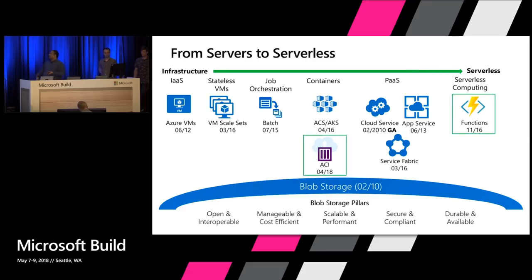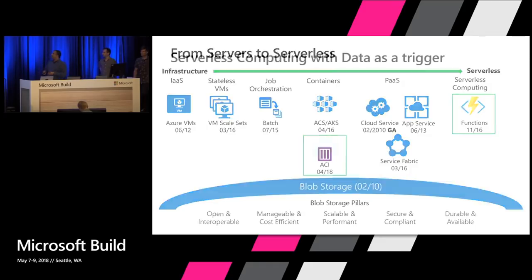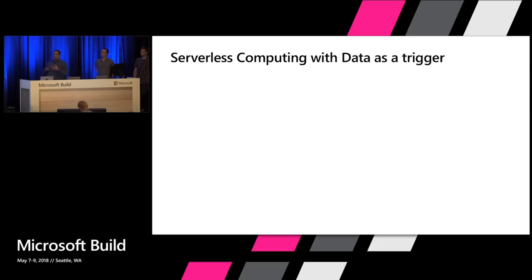But one of the things that we're starting to do now, and we're releasing features around this, some of which you've already seen, is really how do we evolve blob storage to work better with a serverless architecture, right? And one of the first things that we did when we looked at this last year and said, what features are we going to ship, is building a serverless computing architecture that allows you to use data, specifically blob data, as a trigger.